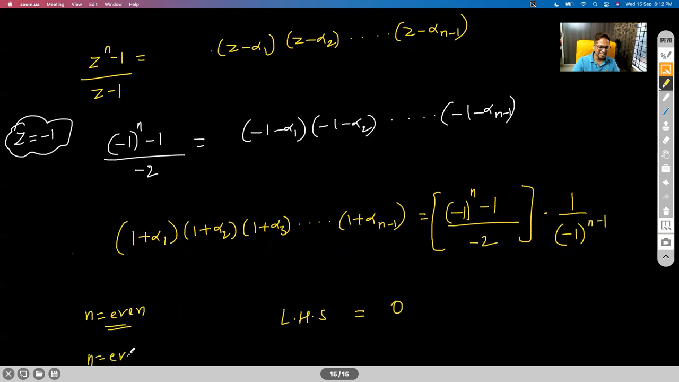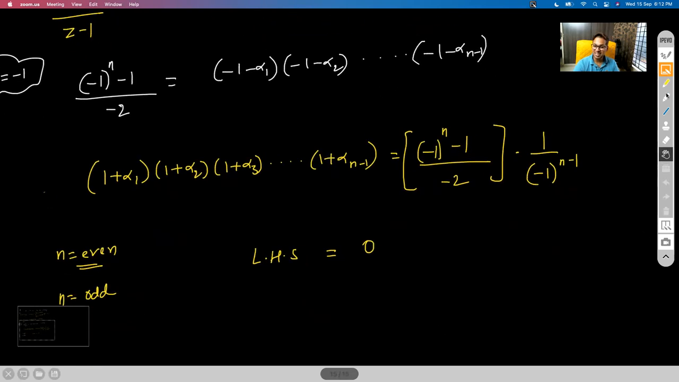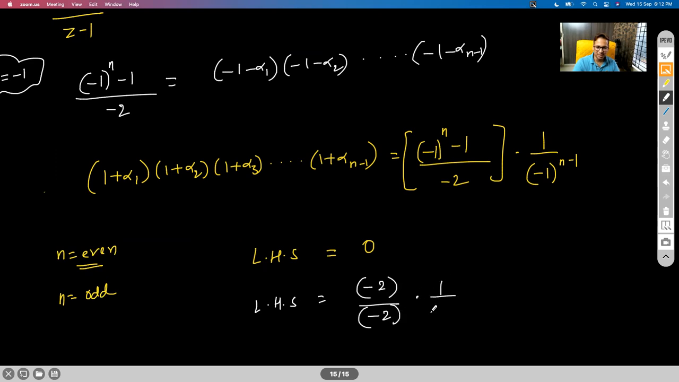But if n is even, when n is odd, then what will happen? The left hand side will become -1 to the power odd number, which is -2 itself. So -2 by -2. And this will become -1 to the power even, which is actually a 1. So it's -2 by -2 only. And that is actually a 1.